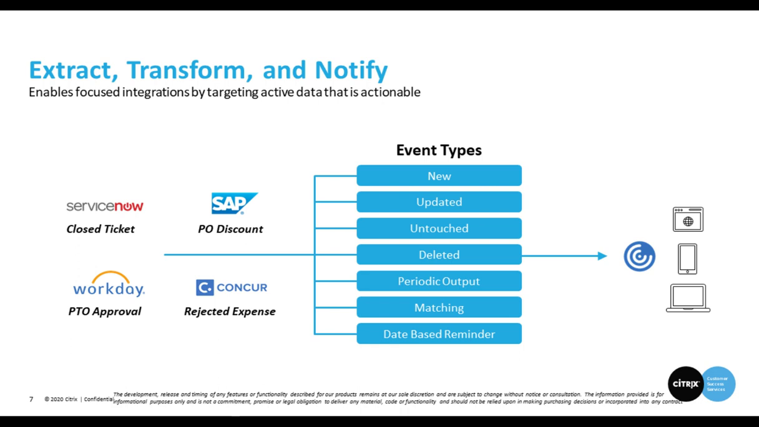One of the things that we're looking to do is perform this concept of extract, transform, and notify. So we're looking to take, let's say, a record that comes from ServiceNow, something that changes like a notification, and categorize that into several different event types. So things like new, updated, untouched, deleted, etc. Take that data and then move it over to the workspace so the user can take an action upon it. That's really the whole concept here.